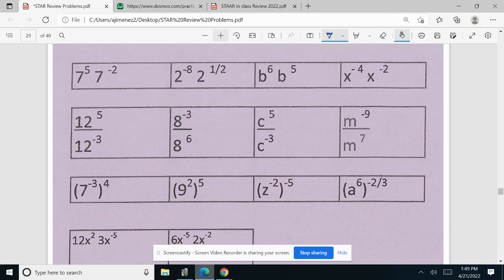Okay. Those of you who are on the field trip, I have already given you the other packet. I gave it to you on Monday. Okay. So you have to turn it in on Friday. All right. To get your grade.